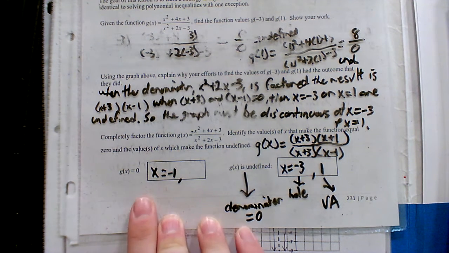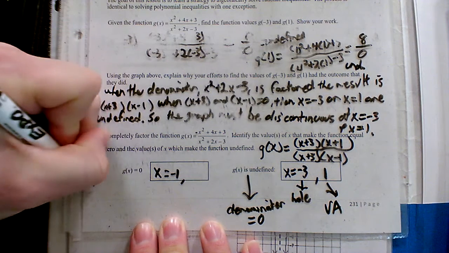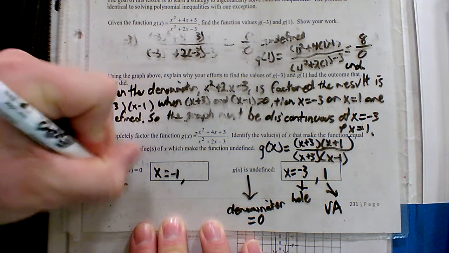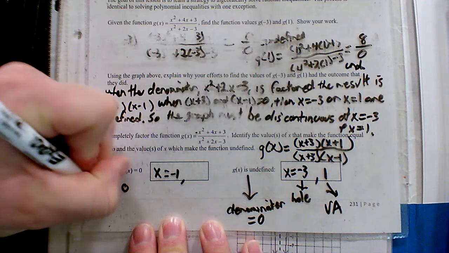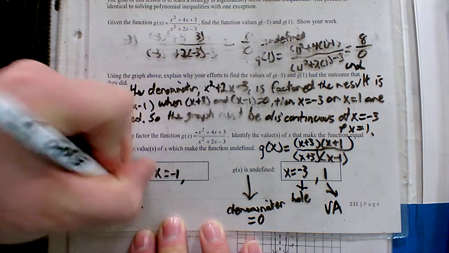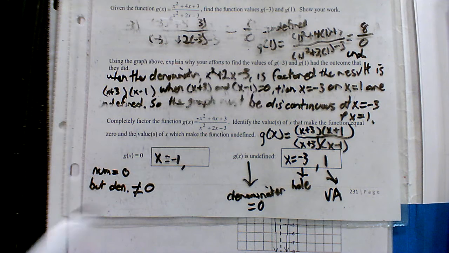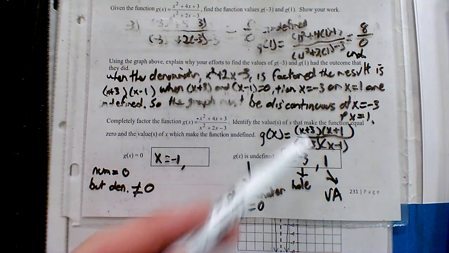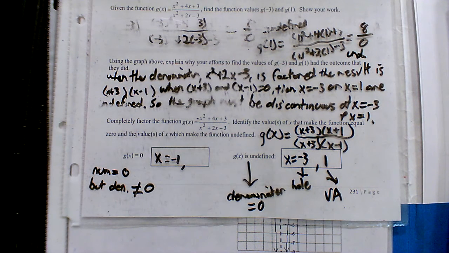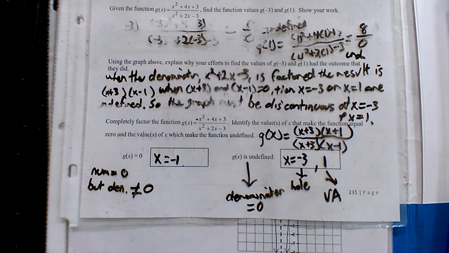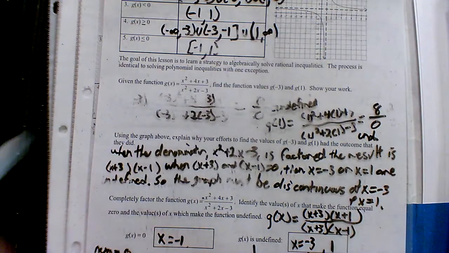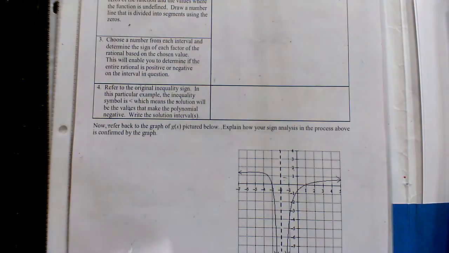So when you're looking at g of x equal to 0 and you're checking your factors, you have to have a numerator equal to 0, but the denominator has to be not equal to 0. So you cannot have a denominator equal to 0. In this case, we have the x plus 3 and the x plus 3 on the top and the bottom, so that would cause the 0 on the bottom, and that cannot happen. So only negative 1 causes g of x to be 0. Does that make sense? If you look up above, we showed that there. We got 0 over 0 for that negative 3, so that was undefined there.